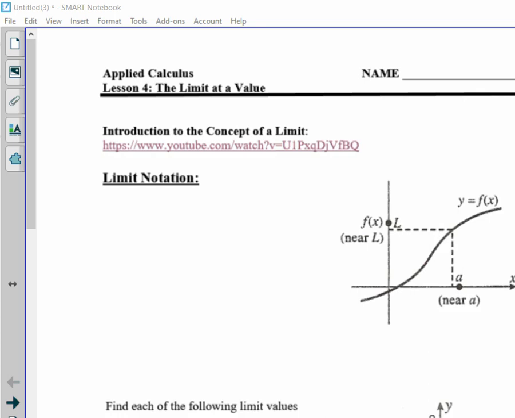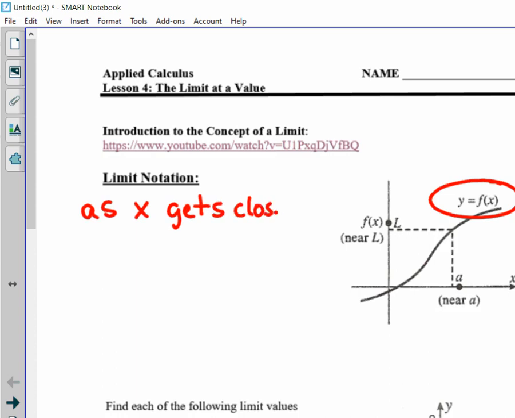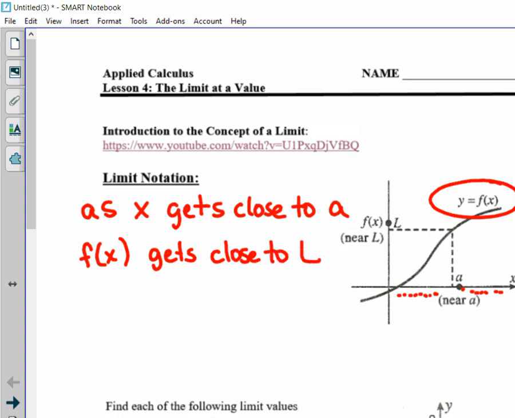Okay, so if we look at this picture, we can see that for this function, as x gets close to a, as the x value, or if on the x-axis we get close to a, the f of x function gets close to L.